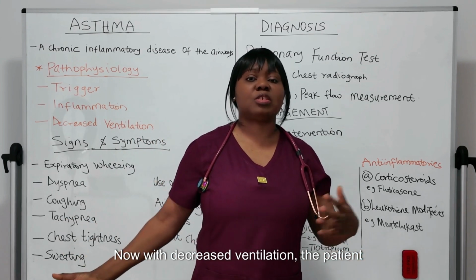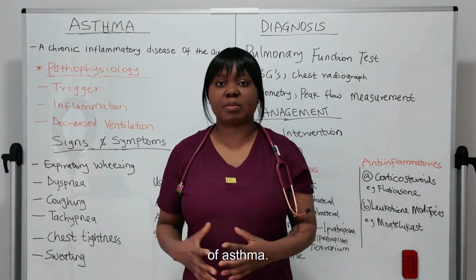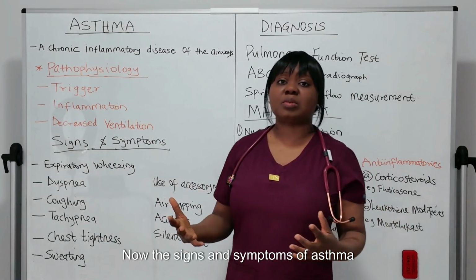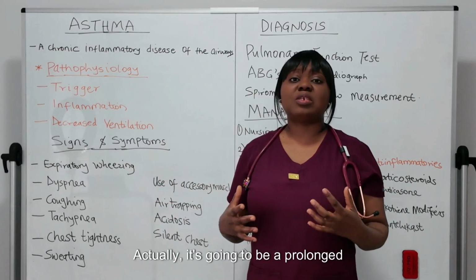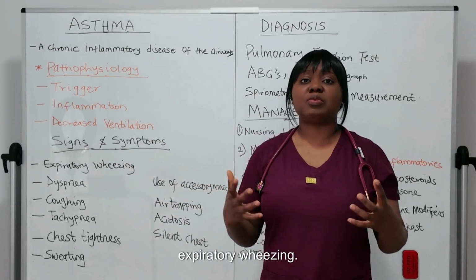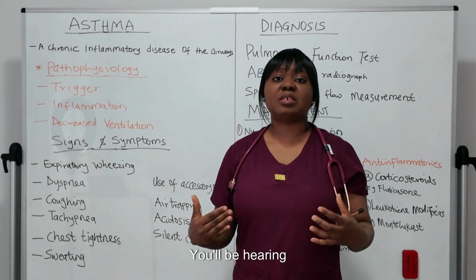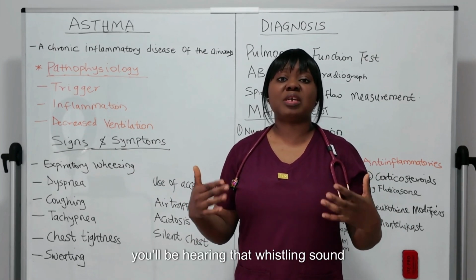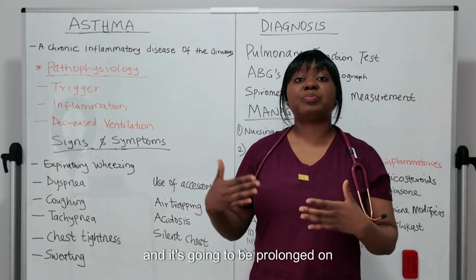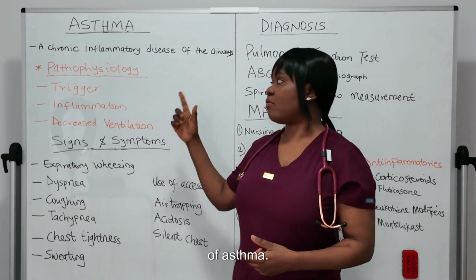Now with decreased ventilation, the patient is going to begin to manifest all the signs and symptoms of asthma. The signs and symptoms of asthma begin with expiratory wheezing. Actually, it's going to be a prolonged expiratory wheezing. So when you auscultate their lungs, you'll be hearing a whistling sound, like if you're playing music. That whistling sound is going to be prolonged on expiration. It's very important. It's a classical sign of asthma.